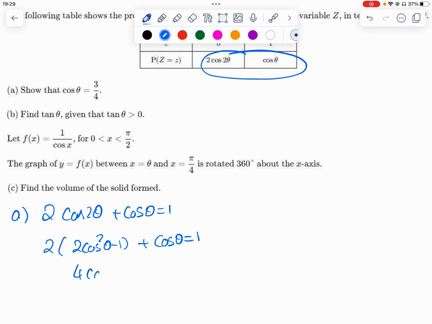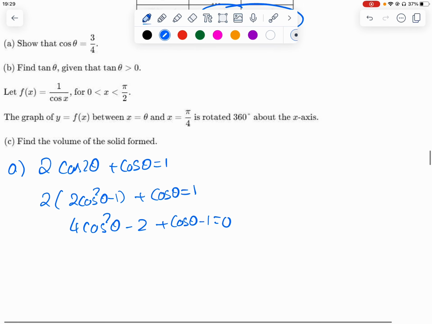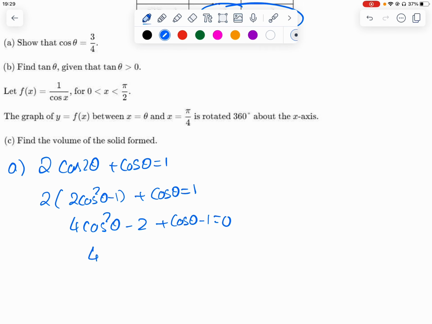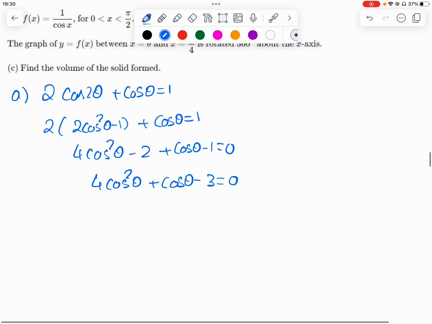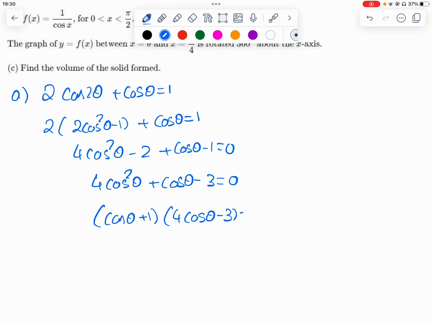So it becomes 4 cos square theta minus 2 plus cos theta minus 1 equals to 0. So what does that become now? 4 cos square theta plus cos theta minus 3 equals to 0. Then factorize it out: it becomes (cos theta plus 1) times (4 cos theta minus 3) equals to 0. Cos theta equals to -1 and cos theta equals to 3 upon 4.